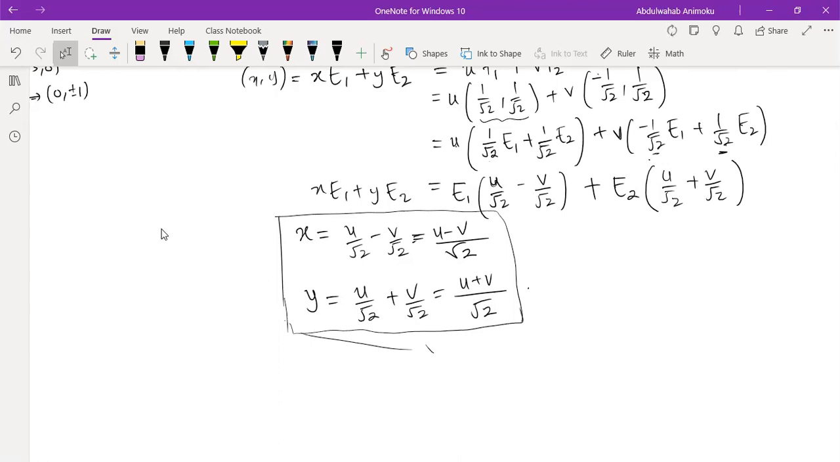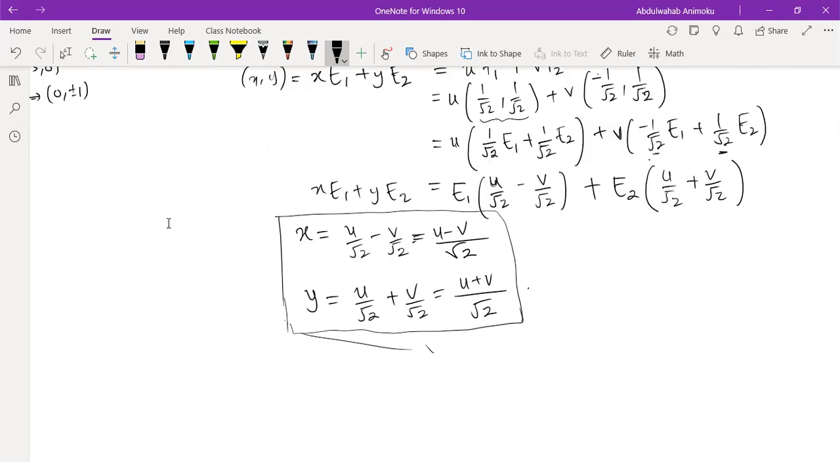All right. So in the same way, you could also write this in terms of XY. So I could make U and V the subject of the formula and try to find U and V in terms of XY. You could also do that, but this is quite enough for this particular problem.